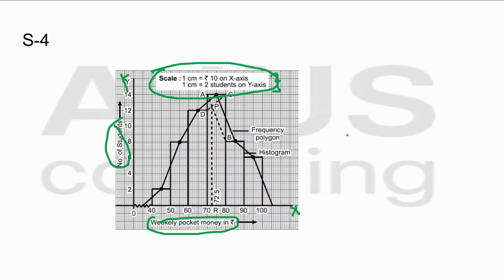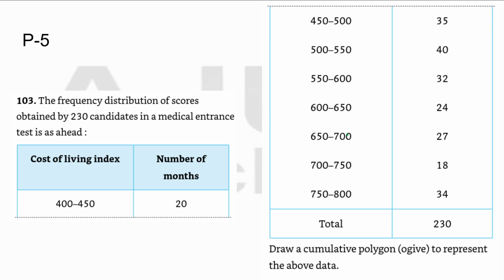Pause, resume. Okay, read this question and solve this problem. Pause, resume. Okay, now let us solve this problem. The frequency distribution of scores obtained by 230 candidates in a medical entrance is given. Draw a cumulative polygon or ogive. Ogive is a cumulative polygon.